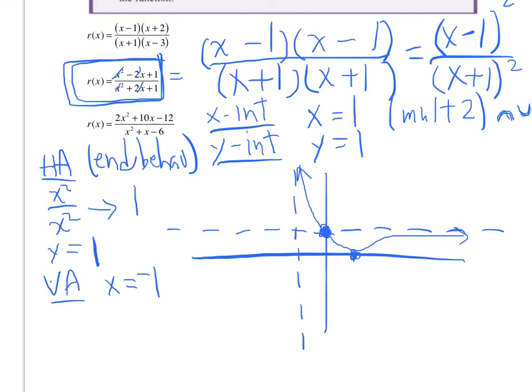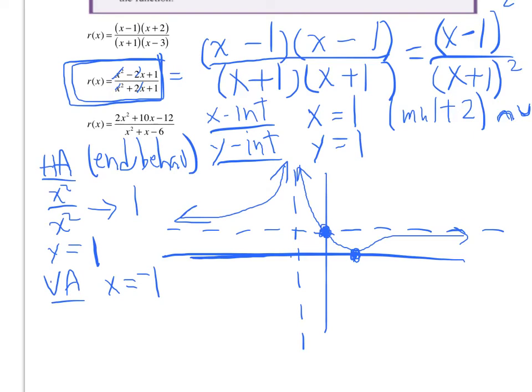To the left of the vertical asymptote, since I know that this is the only x-intercept, the graph can't be crossing the x-axis again. Therefore, it must be up here. That must be where the graph is. So you can look at the graphing calculator and verify that this is the correct graph.